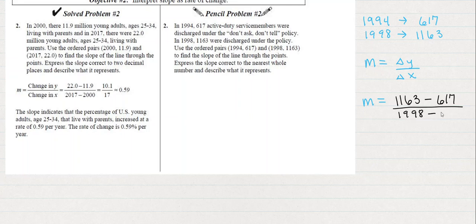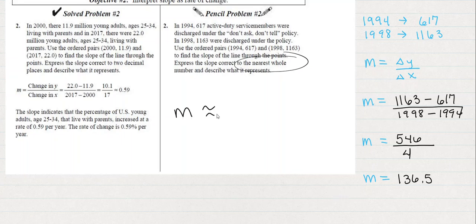1998 minus 1994. So if I do that subtraction, I get 546 over 4, and then when I divide that, I get 136.5, but the directions ask us to give the slope to the nearest whole number, so I'm going to round this 6 up to 7, so approximately 137.